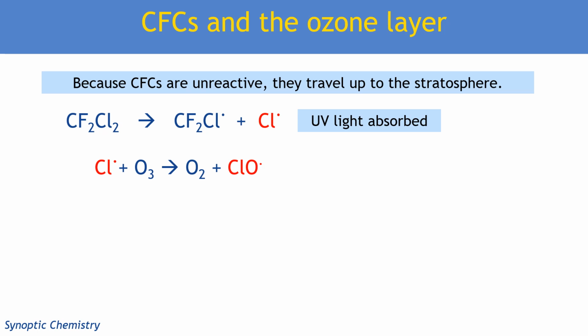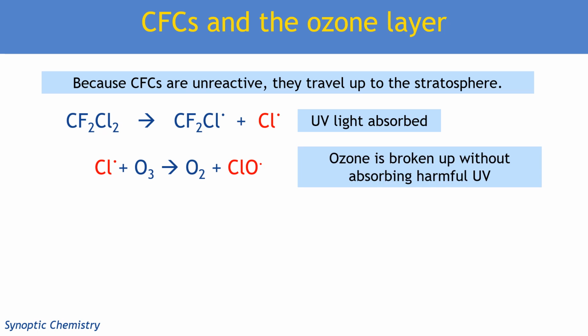Now ozone is always being broken down, but normally ozone is being broken down in the process of absorbing harmful UV radiation. So the chlorine radical is breaking the ozone down without it doing that absorption process. We're then leaving behind this ClO. That's got an odd number of electrons too, so it's also a radical.